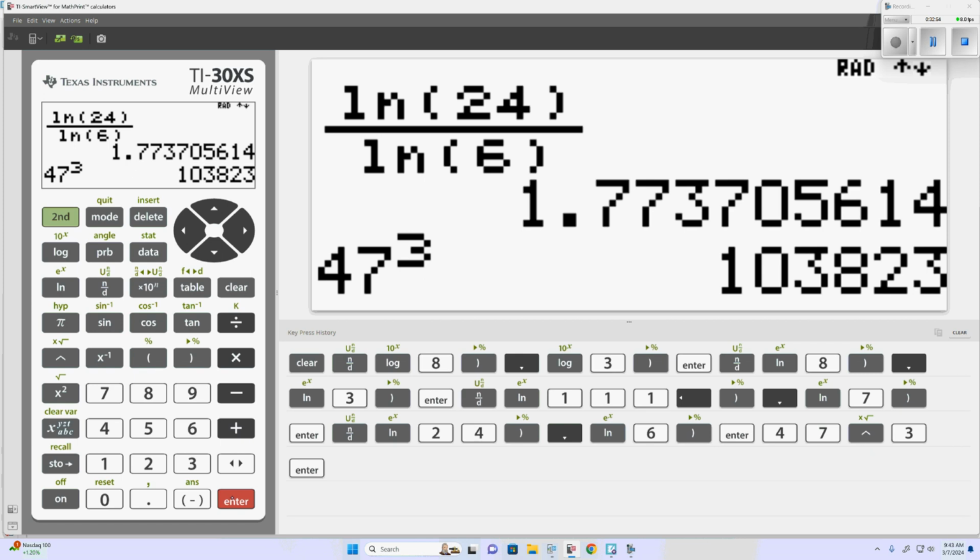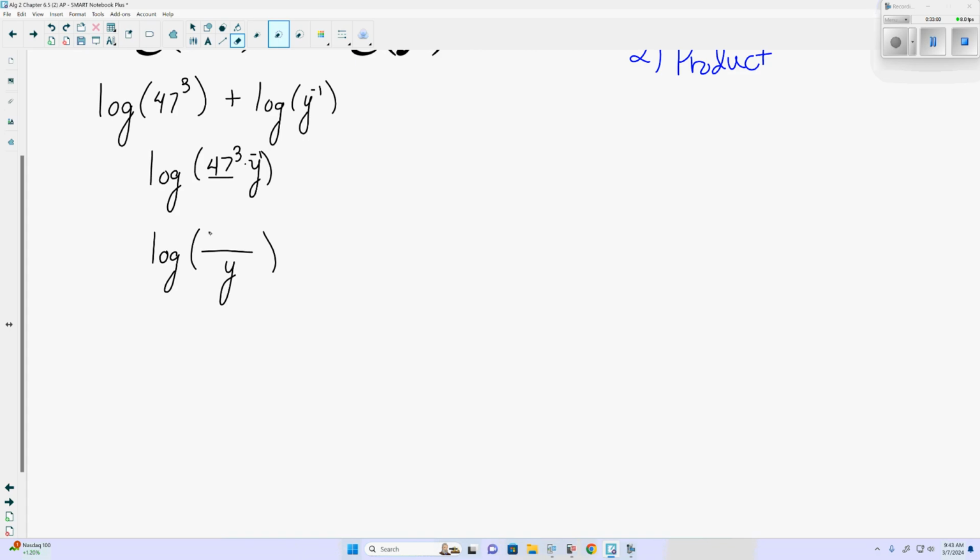I do not. Yes. 103,823. Because if we can simplify the numbers, we're going to. Now, if it's just over y, yes, because that's the only term that went back into the denominator.